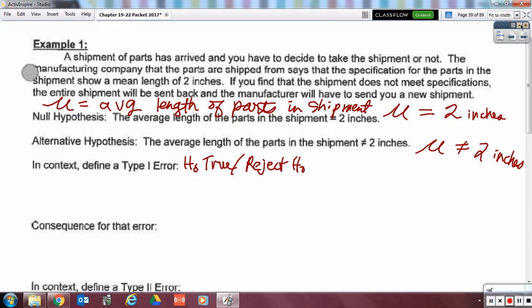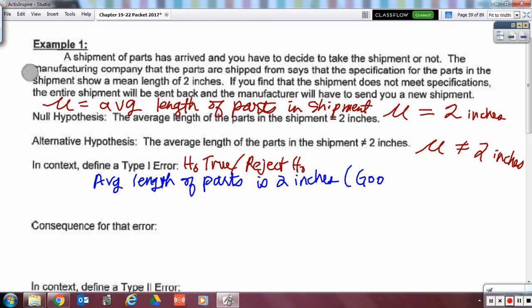That the average length of the parts in the shipment is what? Indeed, 2 inches long. Good. So the null hypothesis is true. So indeed, the average length of the parts is 2 inches. In other words, it's a good shipment. So that's the truth.